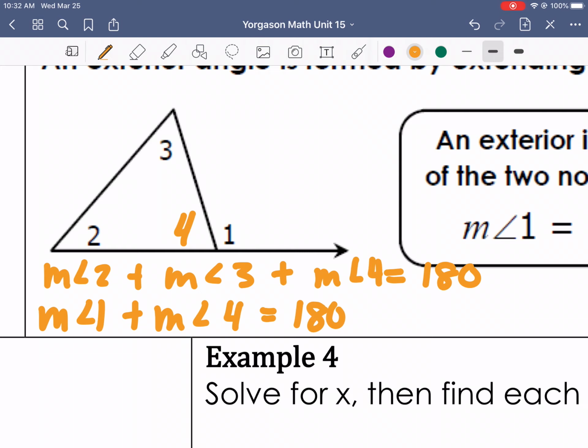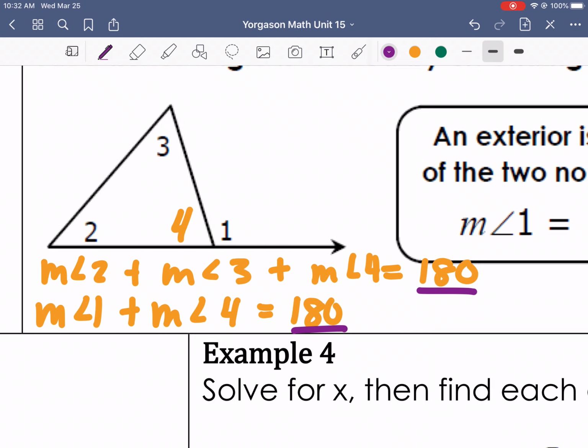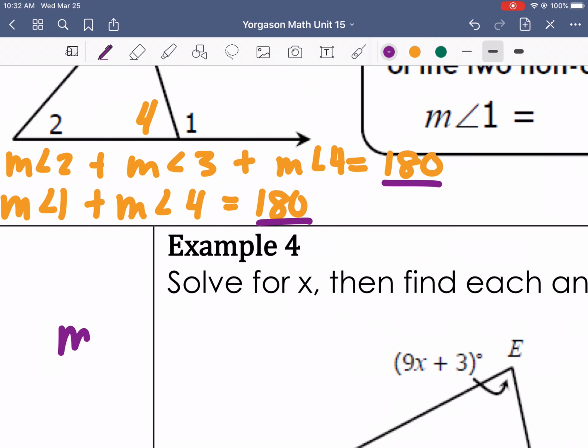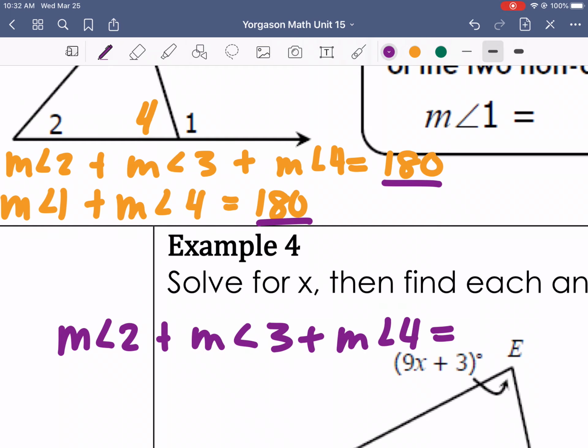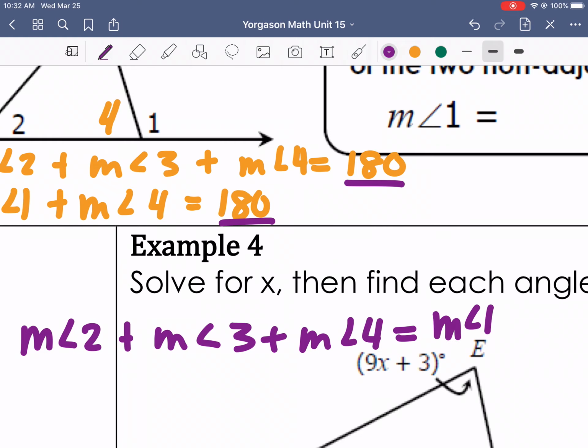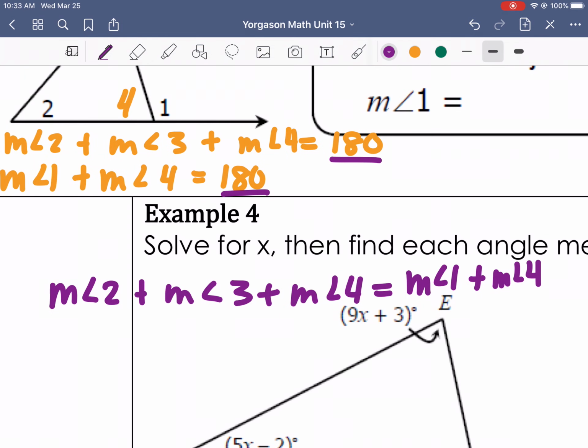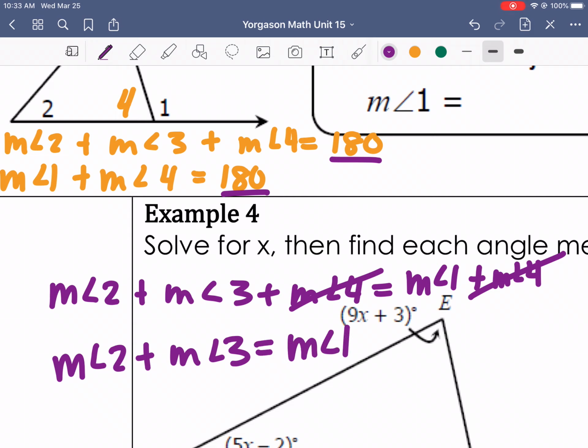Okay, so in our proofs, we were using the transitive property. Do you remember that? Since these equations both equal 180, then they have to equal each other. So I'm going to use some space down here to write this. We know the measure of angle 2 plus the measure of angle 3 plus the measure of angle 4 equals the measure of angle 1 plus the measure of angle 4. If I subtract the measure of angle 4 from both sides, look what we have. If you add up the measures of angles 2 and 3, it equals the measure of angle 1.